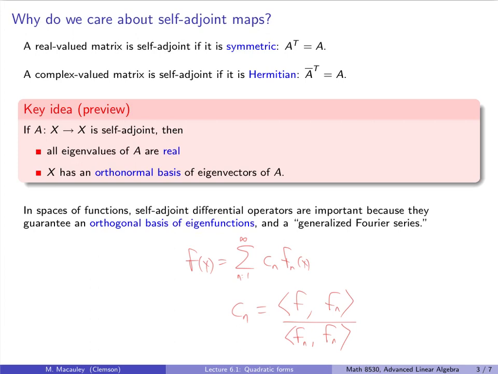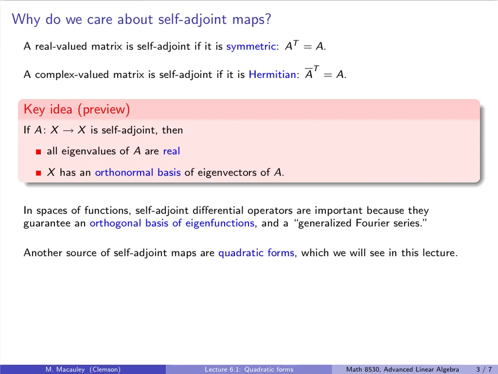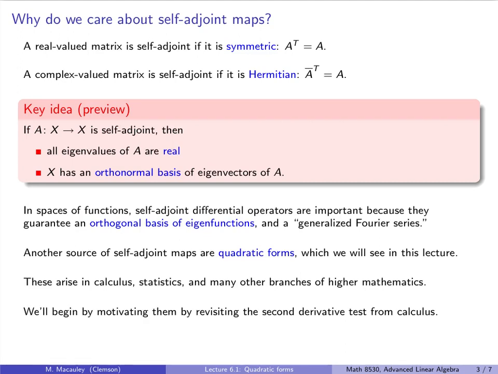And I think at some point in this series of lectures I will revisit the Sturm-Liouville theory that we saw and talk about how self-adjoint maps and orthogonality arise. Another source of self-adjoint maps are quadratic forms, and we will see these in this lecture. They arise in calculus, in statistics, and many other branches of higher mathematics. We will begin by motivating them by revisiting the second derivative test from calculus.